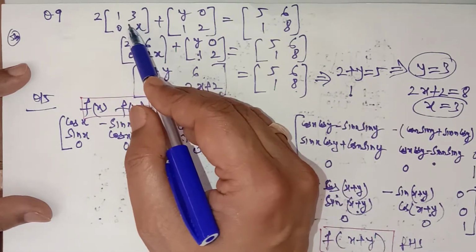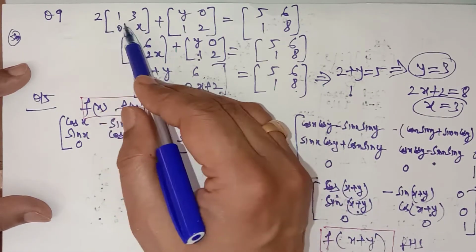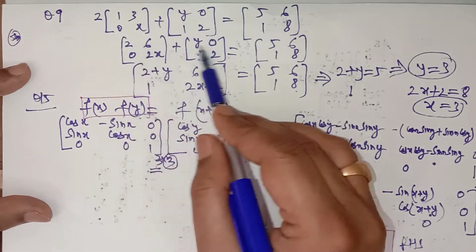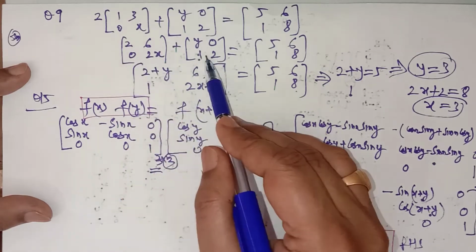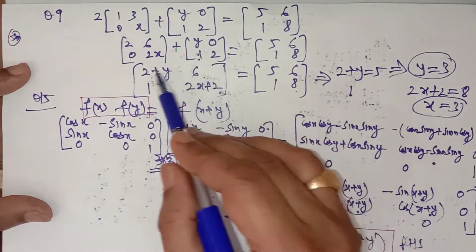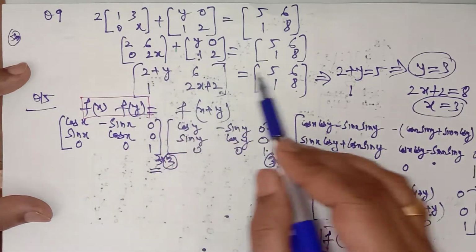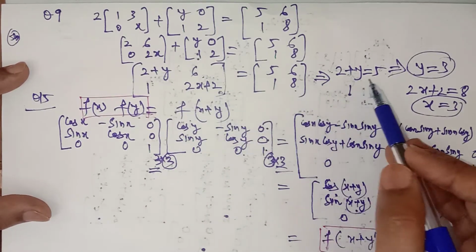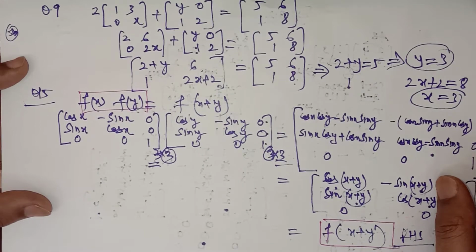Now it means you have to multiply this matrix by 2. Multiplying this matrix by 2 gives 2, 6, 0, 2x. Add these two: 2 plus y, 6, 0 plus 1, 2x plus 2, and equate the corresponding elements. 2 plus y is equal to 5, 6 is equal to 6 already there, 2x plus 2 is equal to 8. You can easily find the values of x and y.